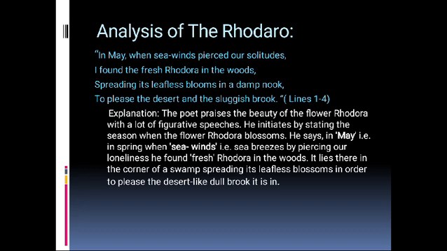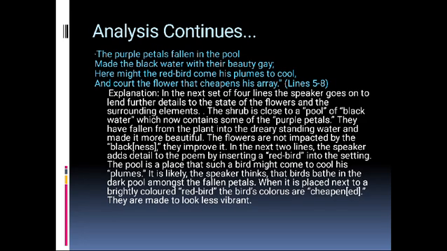Line 3 reveals that the Rhodora is a shrub that blooms before its leaves appear, meaning that the petals stand out in stark relief. The next 4 lines are: The purple petals fallen in the pool made the black water with their beauty gay. Here might the redbird come his plumes to cool, and court the flower that cheapens his array. Here is what Emerson wants to convey in this poem.